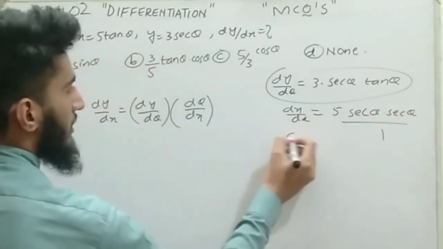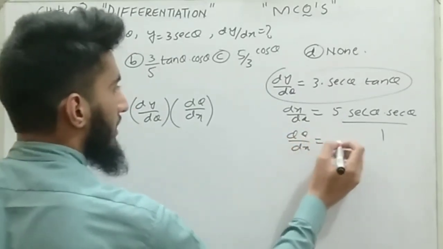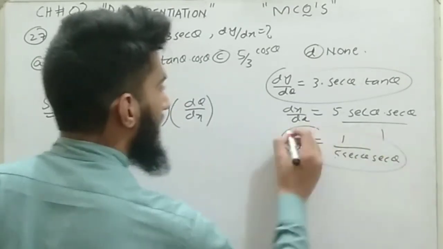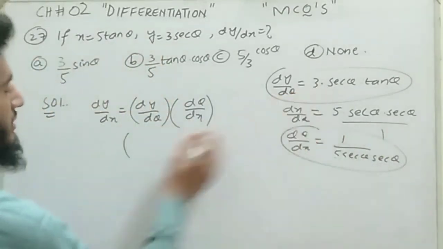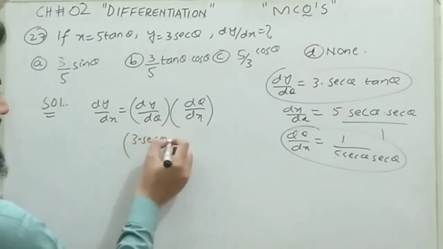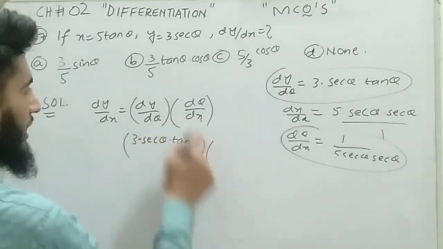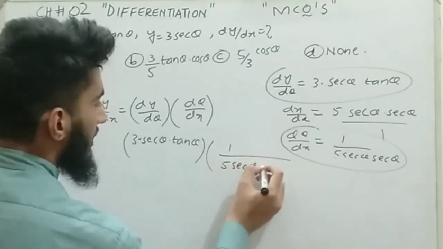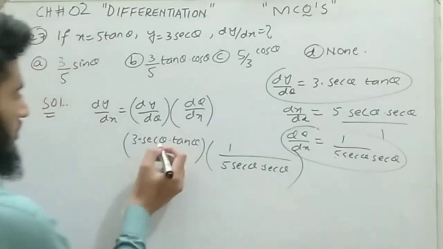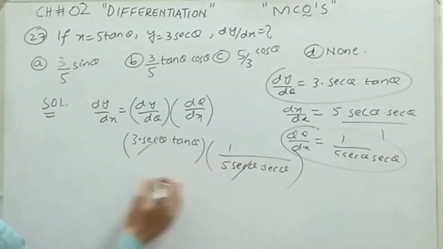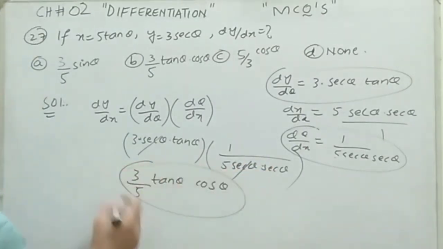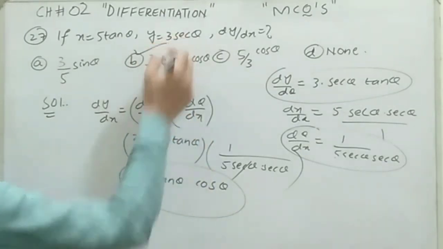Now reciprocate both sides, so it becomes d theta by dx will be 1 over 5 into secant theta and secant theta. Now putting the values, so dy by d theta is 3 secant theta and tangent theta, and d theta by dx is 1 over 5 secant theta into secant theta. So secant theta is cancelled out with secant theta, we are left with 3 divided by 5, and over here we have tangent theta, and 1 over secant theta is cos of theta, so this is the required derivative. 3 by 5 tangent theta cos theta, required answer is B.